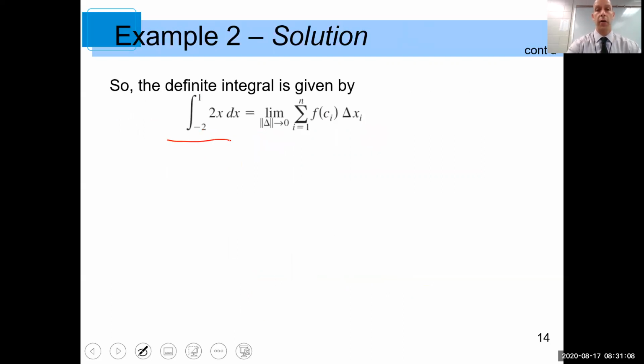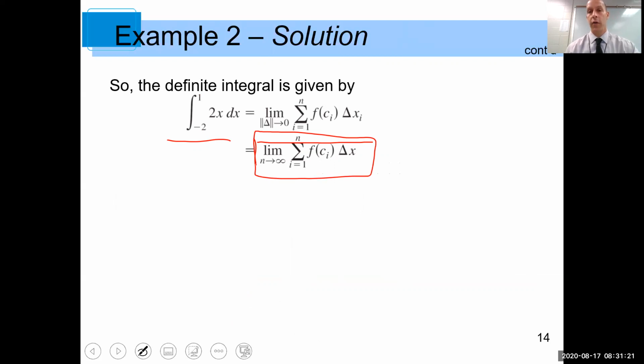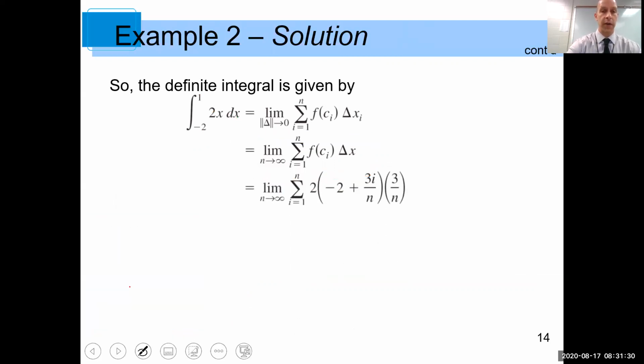So our definite integral is equal to this limit of a Riemann sum. And that could then be changed into the following. Most of the time, this is the way you will see me write our definite integrals. I kind of skip over that step, but technically that's what you need to do. Now we're going to substitute some things in. We figured out what our c sub i is, and we figured out what our delta x is. The 2 here is because of the 2 right there.